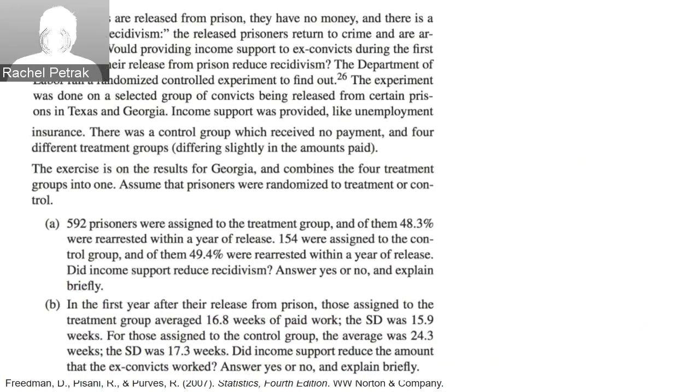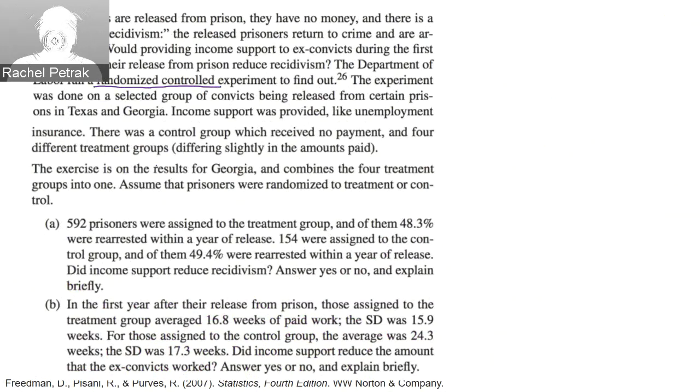When convicts are released from prison, they have no money and there is a high rate of recidivism. The released prisoners return to crime and are arrested again. Would providing income support to ex-convicts during the first months after their release from prison reduce recidivism? The Department of Labor ran a randomized controlled experiment to find out. So that's important information we should take note of right away. They ran a randomized controlled experiment. So we know there was random assignment to groups, and this is an experiment, so there's two groups, right?